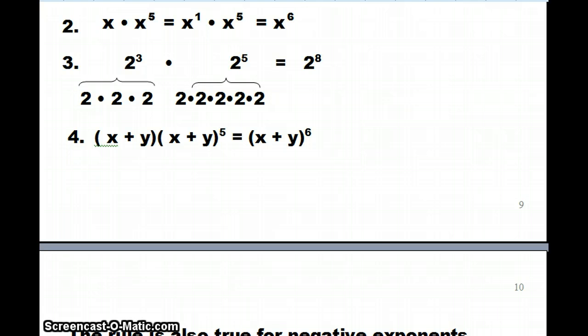It's also true with numbers, so be careful of the ones that use numbers on your practice test, and also in your homework. 2 to the power of 3 really means 2 times 2 times 2, and 2 to the fifth really means that there are 5 2's that are multiplied. So if we count up all the 2's that are multiplied, we actually get 8 of them. The easier way to work this problem would be having 2 as our base, and we add the exponents of 3 and 5 and get an 8.